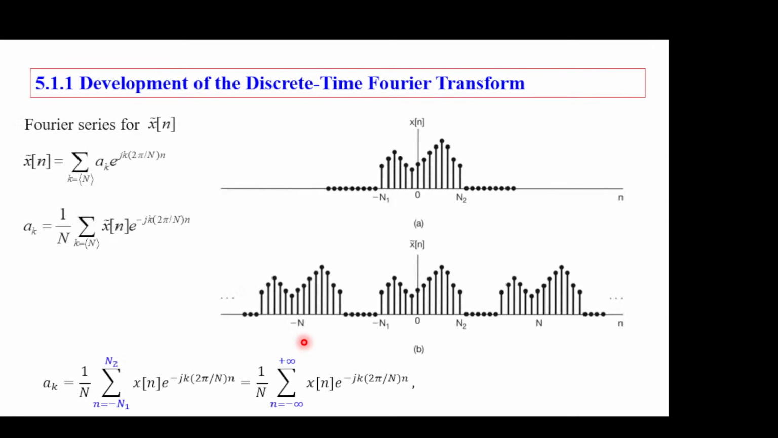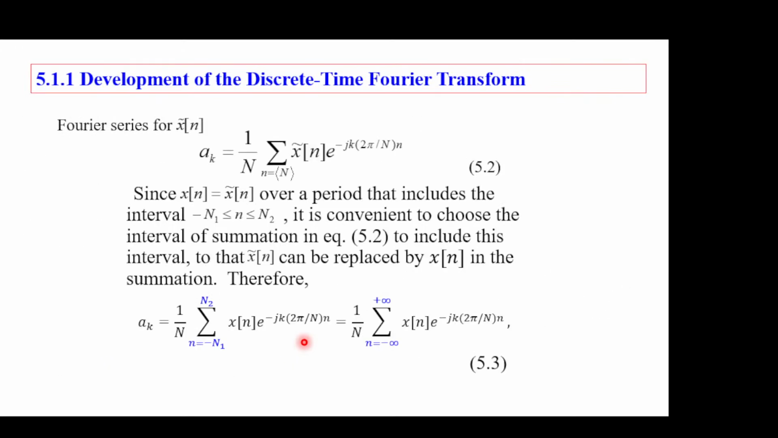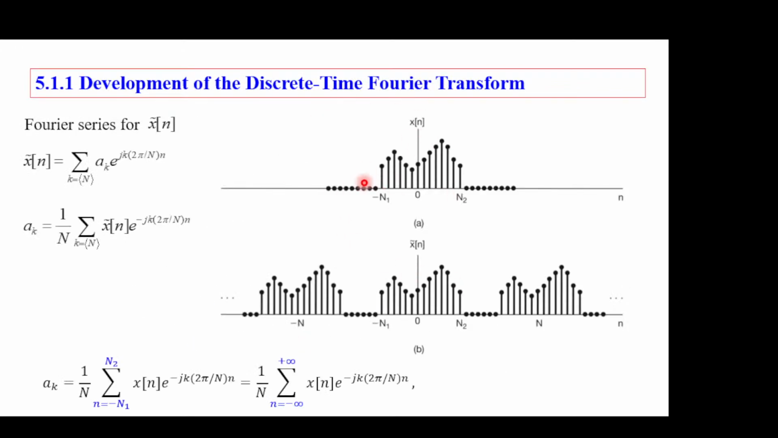Maybe here. Okay, so these two sides are similar. So let's do this one. You are doing this summation of x tilde times the minus complex exponential over one period. But then you notice that if you are just summing over one period, then x tilde equals x of n. So instead of summing over x tilde, you can sum x of n here.